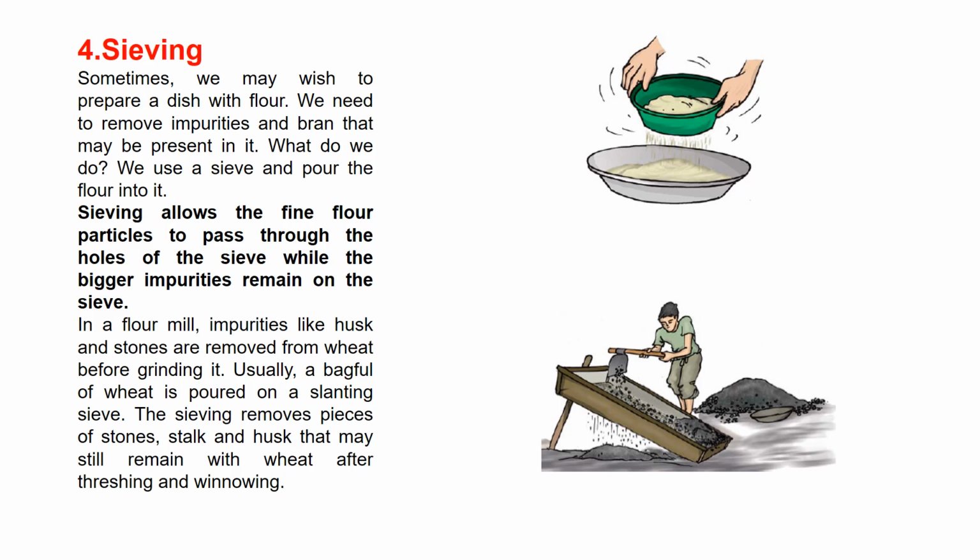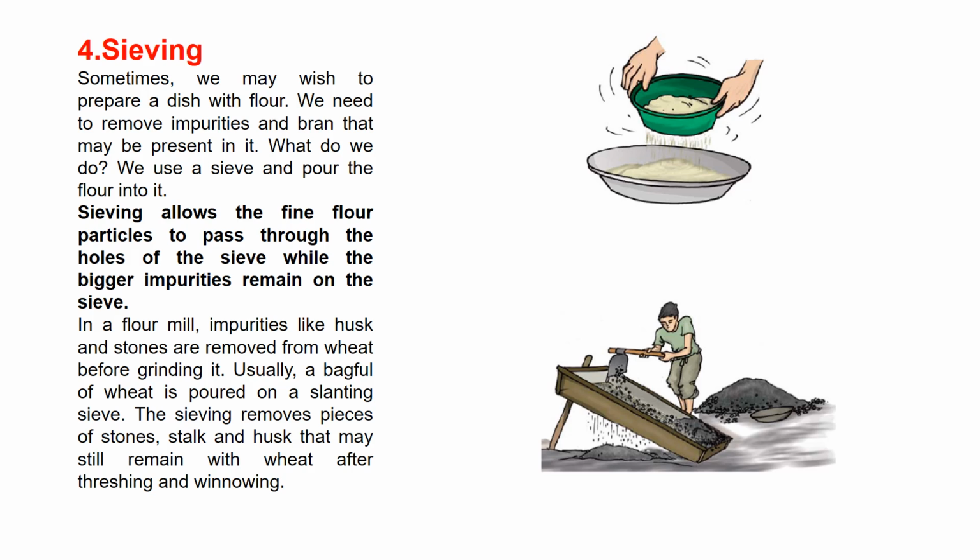In the right side, the upper picture, you can see the sieve is being used to separate the fine flour particles. As the sieve has holes, the finer particles pass through the holes of the sieve while the bigger impurities remain on the sieve. So sieving is a very simple, convenient and time saving process through which particles of varying size can be separated from each other with the help of a sieve.